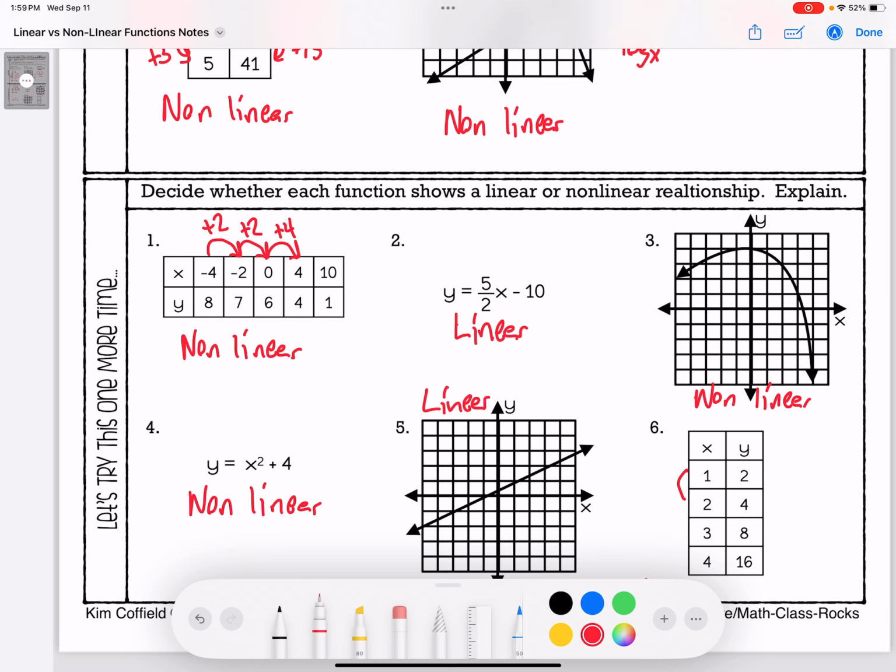Number 5 is obviously a straight line, so this is linear. And then on number 6, to get from 1 to 2, we would add 1. To get from 2 to 3, we would add 1. To get from 3 to 4, we would also add 1. So that's a constant rate of change. So far, so good. On the other side, to get from 2 to 4, I would add 2. To get from 4 to 8, I would add 4. So this one's nonlinear.